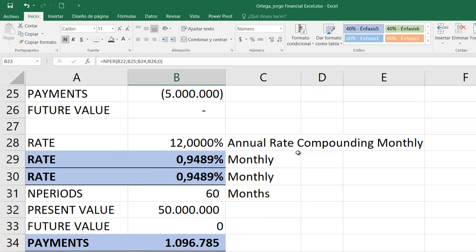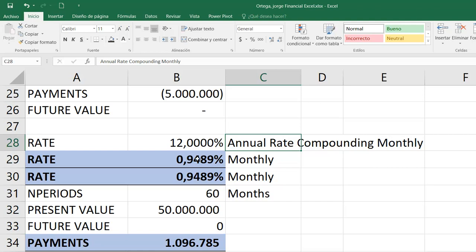And last, we have another borrowing situation in which we are told that the rate is a 12% annual rate compounding monthly. This is a nominal rate. We cannot use this 12% within our estimation or calculations. So we need to convert this annual compounding rate to a periodic monthly rate. In order to do that, we cannot divide this 12% by 12, meaning there are 12 months in a year and we divide it by 12. That's not possible. It wouldn't be equal.